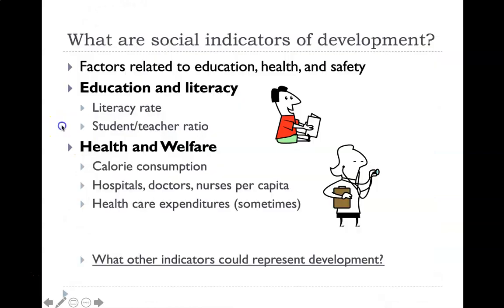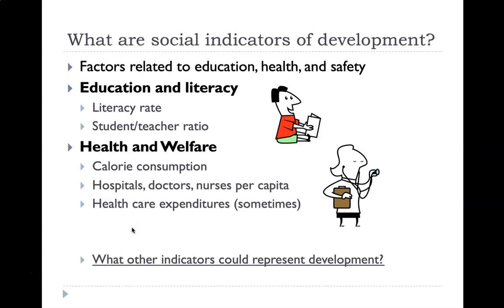All right, social indicators are going to be things that are basically going to be health and welfare and literacy and education. We look at the education rate, we look at student-teacher ratio, we look at the average number of years per school, right? On the health side of things, we look at things like calorie consumption, doctors, nurses, hospital beds, things like that per capita.